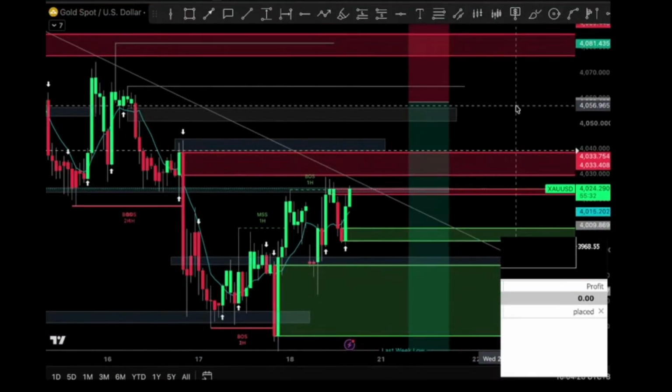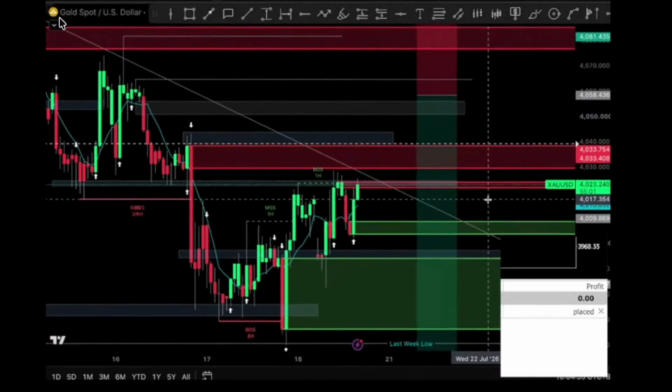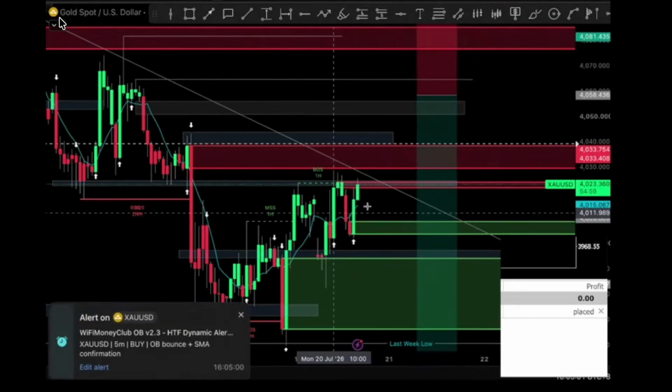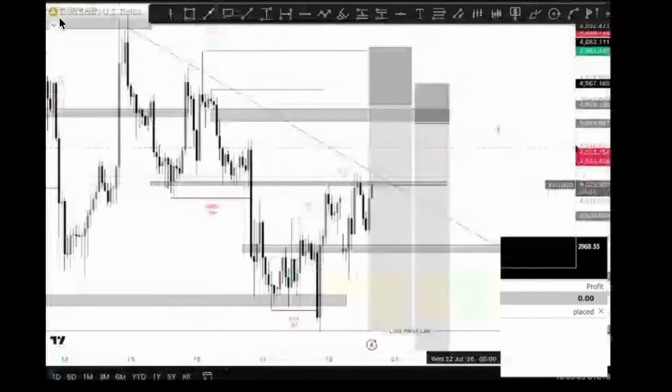So let's see how the price is going to react, and in the meantime I will also look at what the futures chart is doing. It's pushing through right now. Already through the smaller one. Yeah, but here is also a structure.